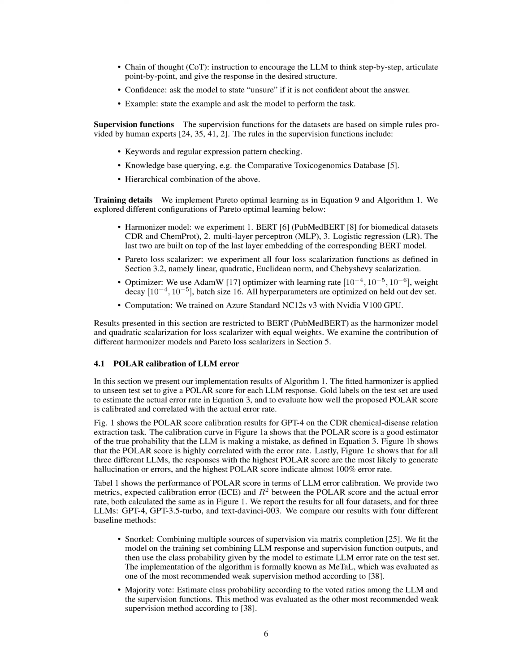We experimented with different configurations of Pareto optimal learning, including: 1. Harmonizer model. We tested 3 models: BERT, specifically PubMed-BERT for biomedical datasets CDR and ChemProt, multi-layer perceptron, MLP, and logistic regression, LR. The latter 2 models are built on top of the last layer embedding of the corresponding BERT model. 2. Pareto loss scalarizer. We experimented with all 4 loss scalarization functions defined in a specific section, namely linear, quadratic, Euclidean norm, and Chebyshev scalarization.